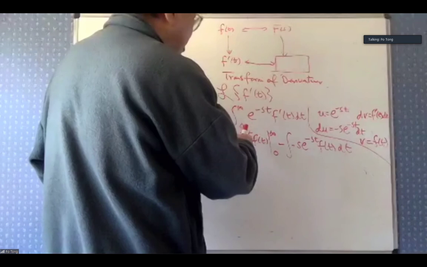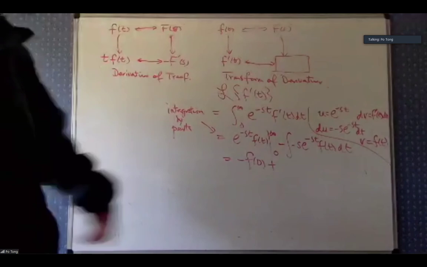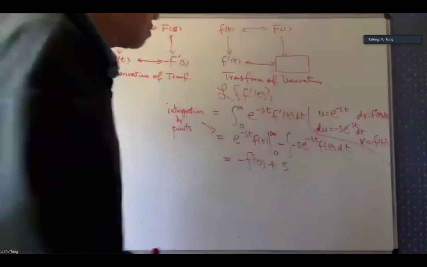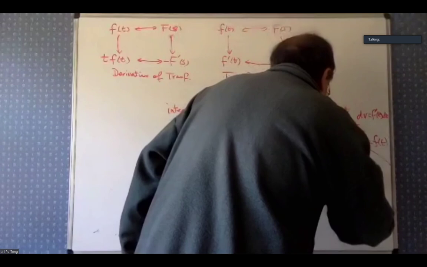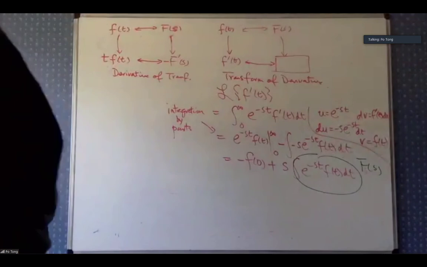So you have negative f of zero plus the integral, this integral. This integral, you can take the s out. Once you take the s out, you will have this. And that whole thing is just the Laplace transform of the original function.